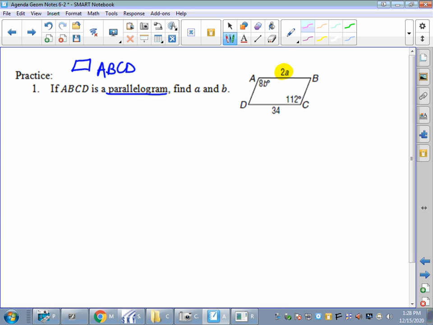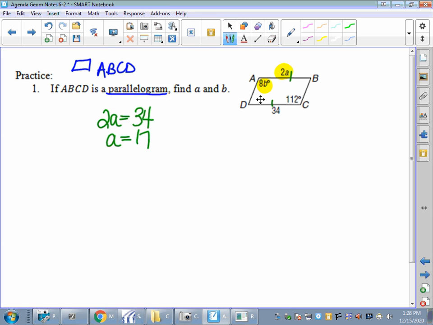Opposite sides are congruent. So that means that AB has to be congruent to CD, which means that 2A has to be equal to 34. Divide by 2, and A is 17. Easy problem, right? B, let's find next, is here in an angle.